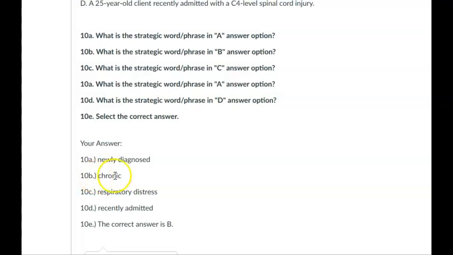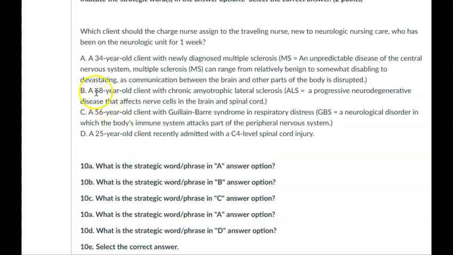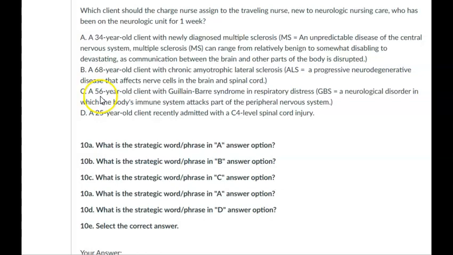Chronic is the key word here, right? We've linked chronic with a more stable patient, more likely to be delegated. So that one would be on my possible answer list as we review the rest of them.